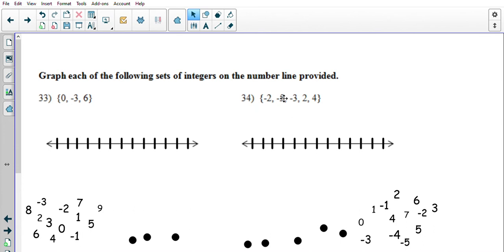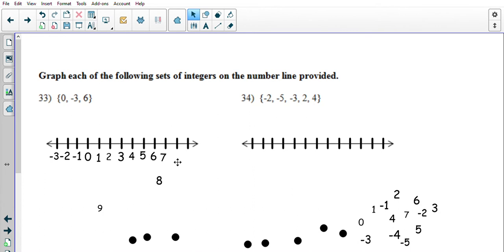So in number 33, I already have my numbers ready to go, and I put the tick marks in there to save some time. My smallest value is negative 3, so I'm going to slide that in. That's going to go all the way on the left, followed by negative 2, negative 1, 0, and you'll be writing these, so you'll probably be a little quicker than me. 1, 2, 3, 4, 5, 6, 7, 8, and 9. There we go.